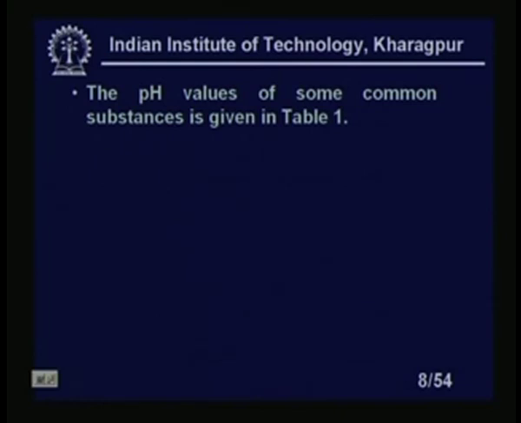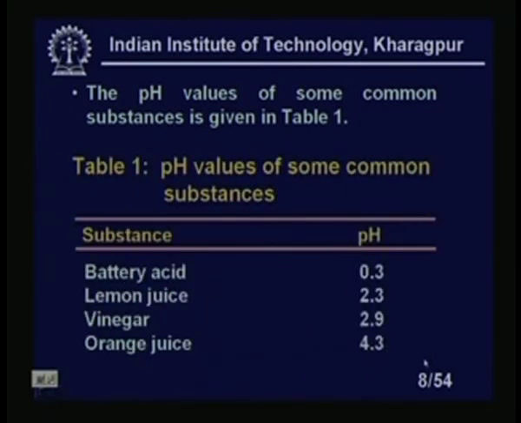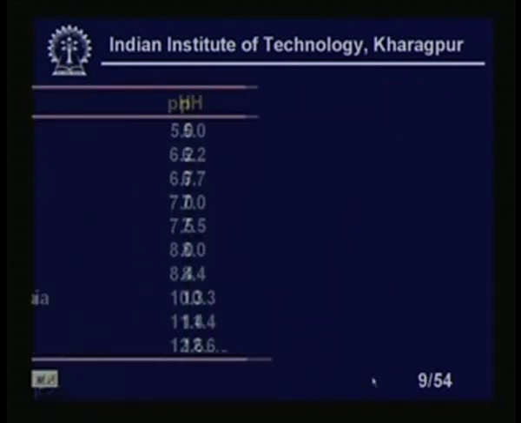The pH values of some common substances are given in table 1. Let us look at it. You see, these are the pH values of some common substances. Battery acid, which is supposed to be a very strong acid, sulfuric acid, you see it is almost close to 0.3, very strong acid. Lemon juice 2.3, because these are all organic acids. Vinegar 2.9, orange juice, organic acid, 4.3. So, more and more you see the pH value increasing.